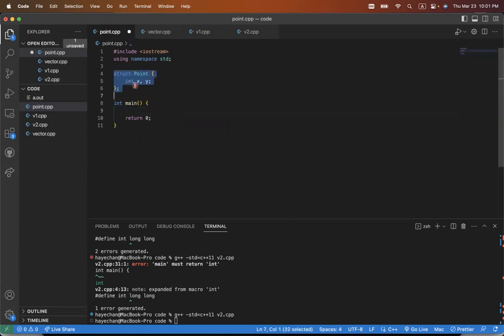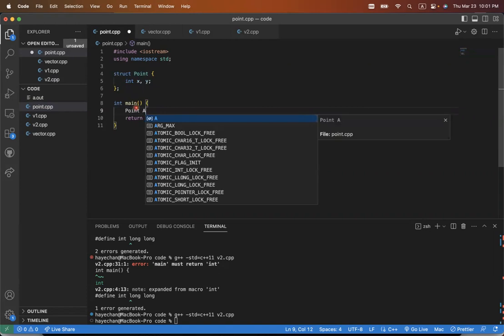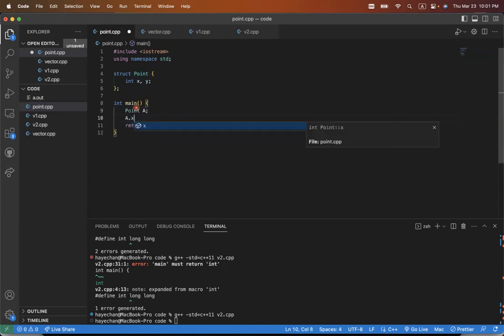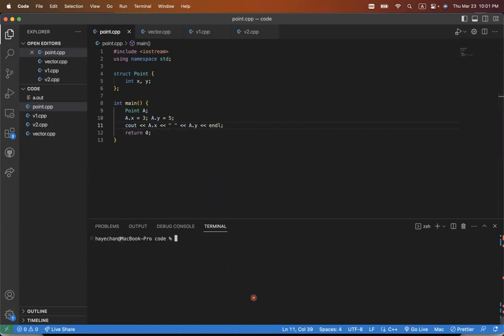Once you declare a struct like that, then you can declare a point A like this, and you can set a.x to be 3 and a.y to be 5. And then you can print it out and see what happens. Point, and it would print out A's coordinates.